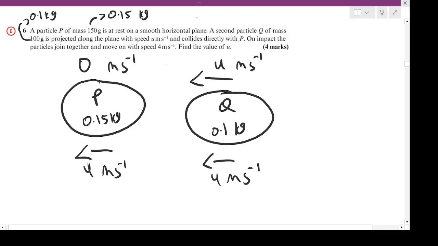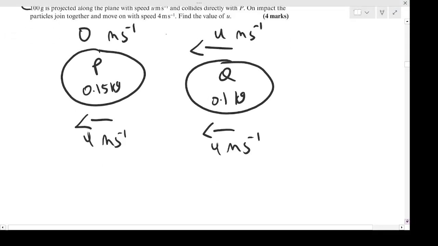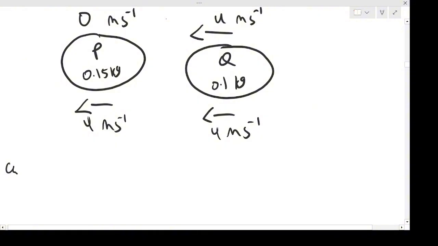So the main idea is that because they join together, they're basically like one unit. So they have to have the same speed afterwards, if that makes any sense. But hopefully happy with that. It's quite a weird question, but I thought I'd go over it. And so then at this point we can apply the same sort of stuff.